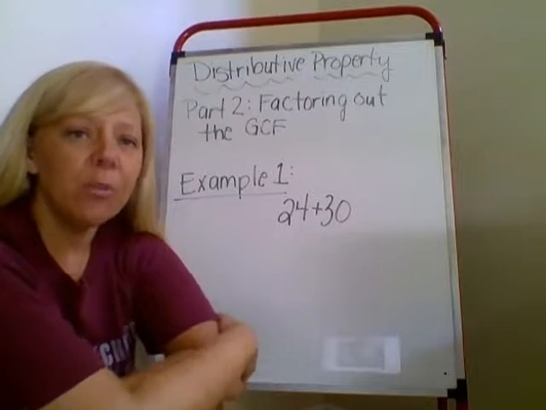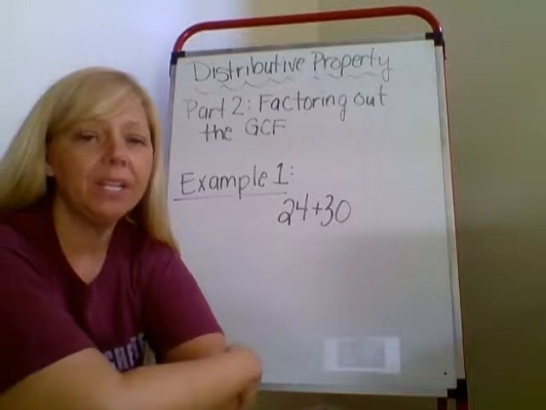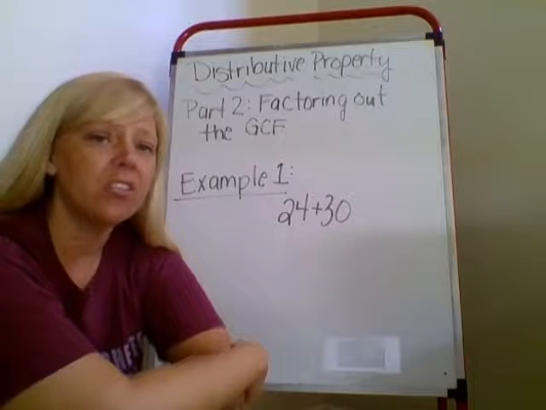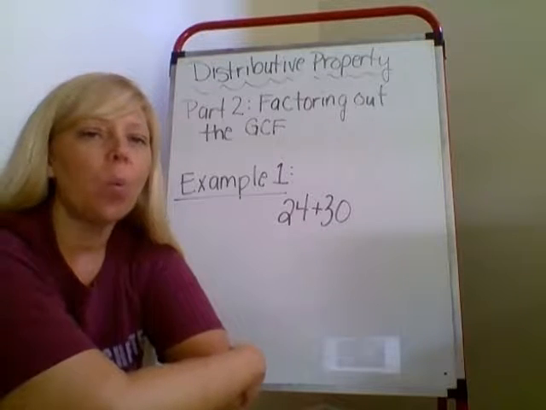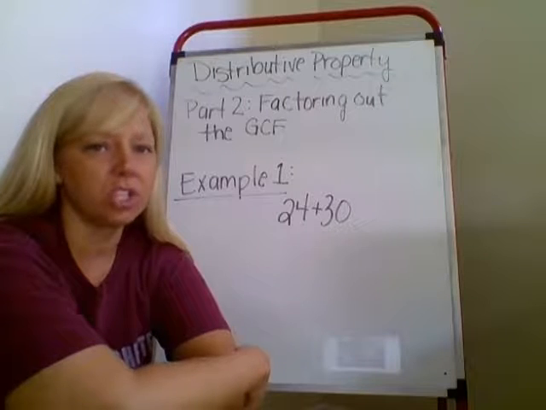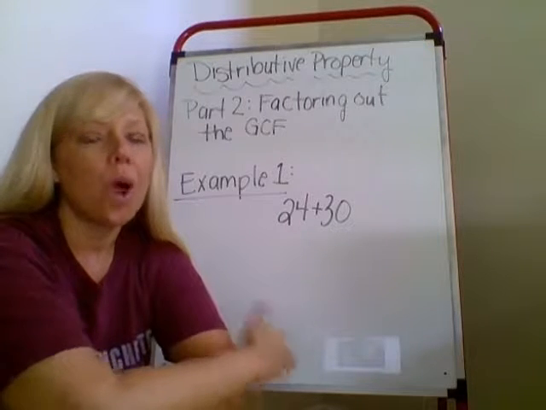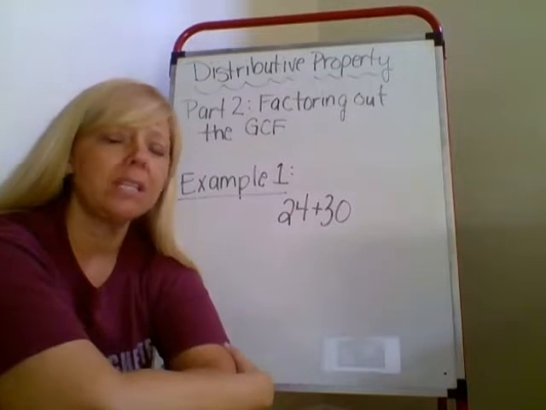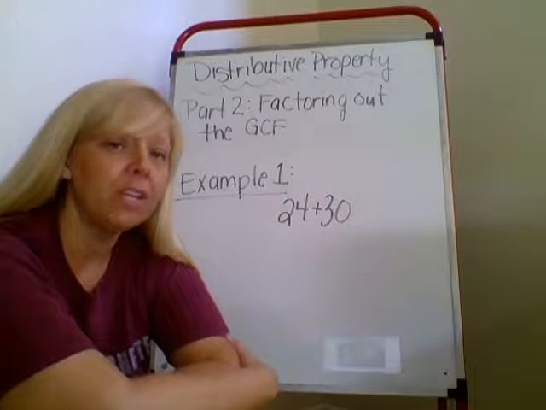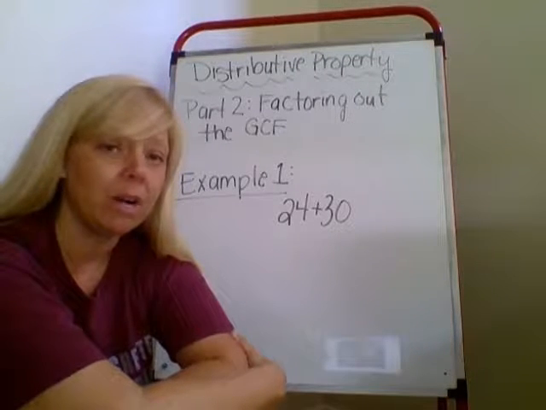All right, so now we're going to do the distributive property again, but we're going to be factoring out the GCF. So we're basically, in essence, doing the distributive property backwards. Why do we do this? Well, first of all, it's another way to write an equivalent expression of what's going on.